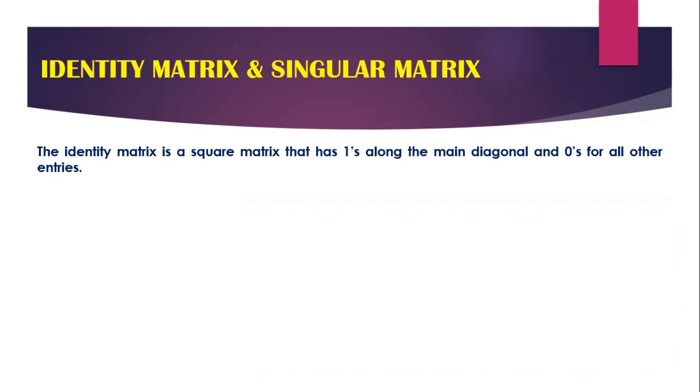Look at the matrix below. This is the identity matrix for a 2 times 2 matrix. One along the main diagonal, and the rest zeros for all other entries.